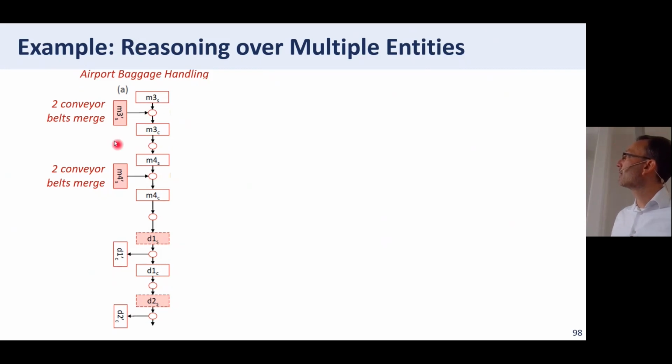So a bag's coming here, a bag's coming here, and then bags from both belts merge in this place, and they merge down here. But you also see the activities have start and end. So this is a start, this is one start, this is a completion, again start, completion. Here we have diverters where bags can spread out. So it's very, very simple.